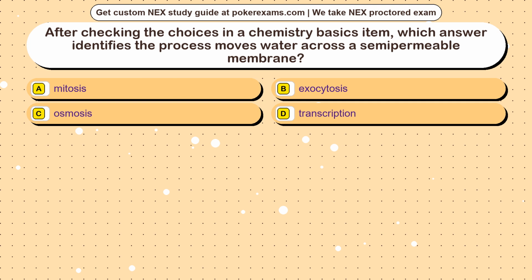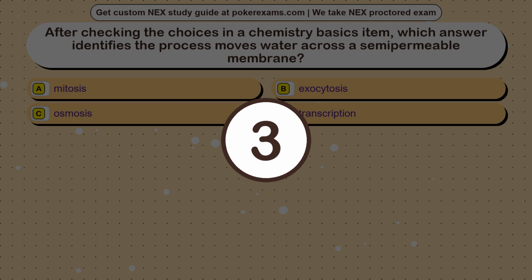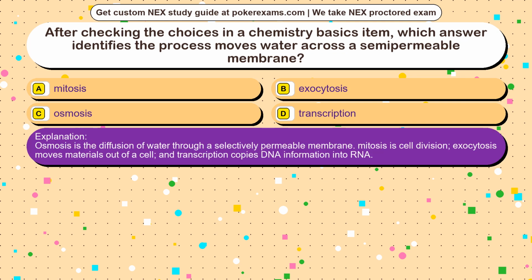Question 3. After checking the choices in a chemistry basics item, which answer identifies the process that moves water across a semipermeable membrane? Option A, mitosis. Option B, exocytosis. Option C, osmosis. Option D, transcription. The correct answer is option. Osmosis is the diffusion of water through a selectively permeable membrane. Mitosis is cell division, exocytosis moves materials out of a cell, and transcription copies DNA information into RNA.